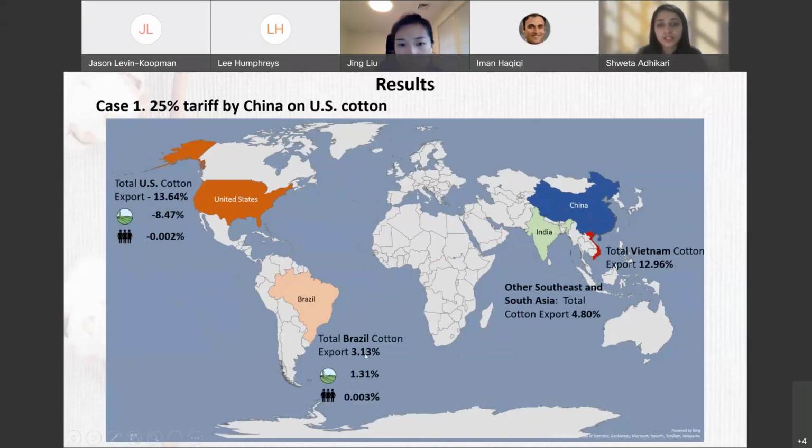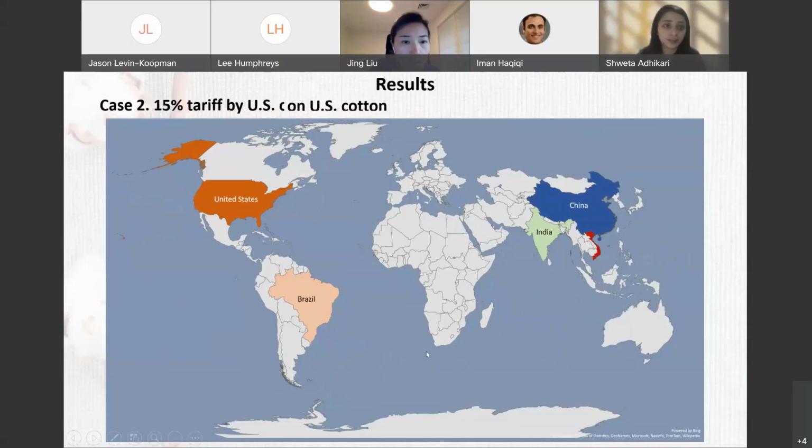So these are the total increase in cotton export from these countries. Brazil has increased by 3.13%. Other Southeast Asian and South Asian countries increased by 4.8%. And the total Vietnamese cotton export increased by 12.96%. We can also see that the land and labor prices have increased in these countries, which suggests that more cotton is being produced there following the trade war between China and the US.